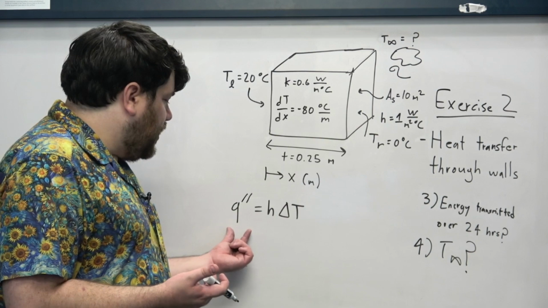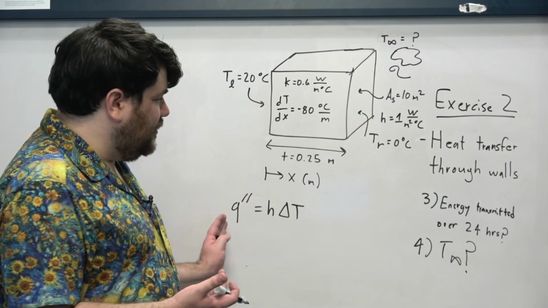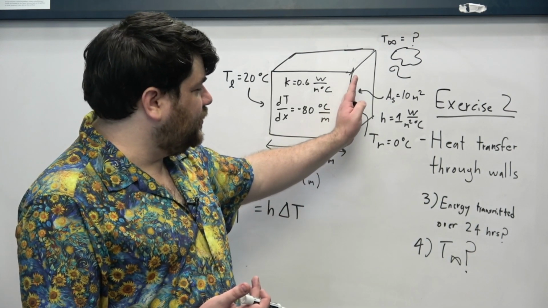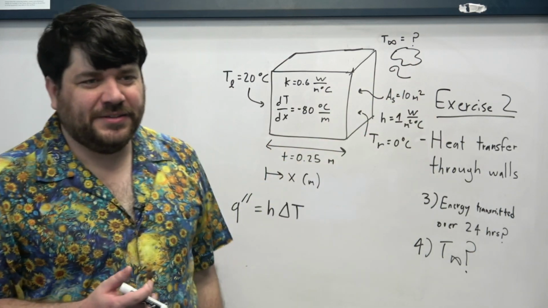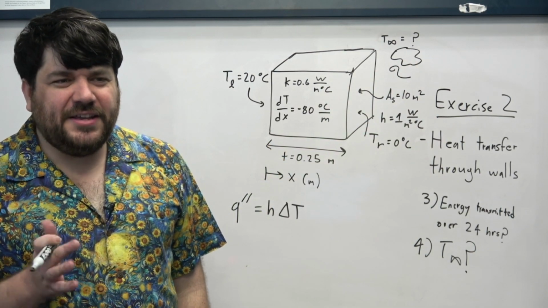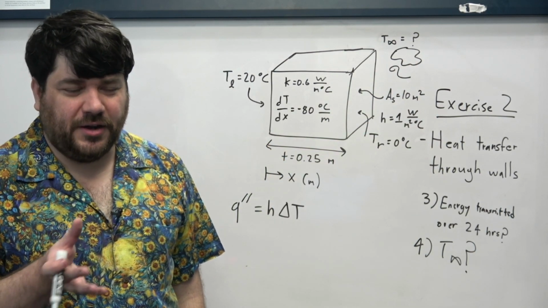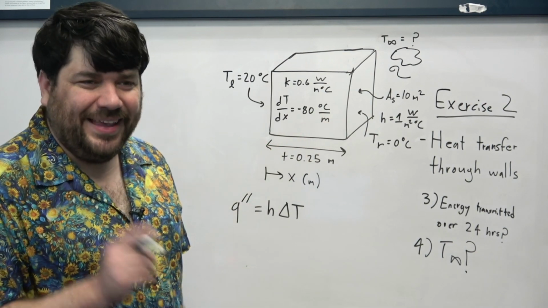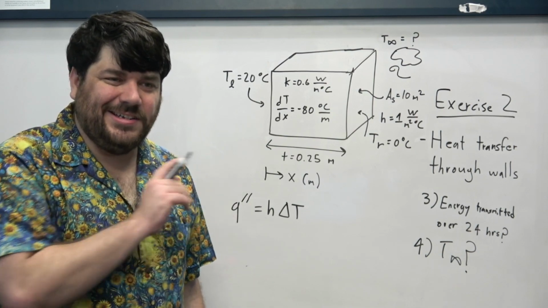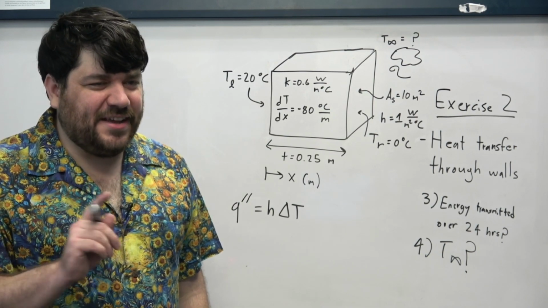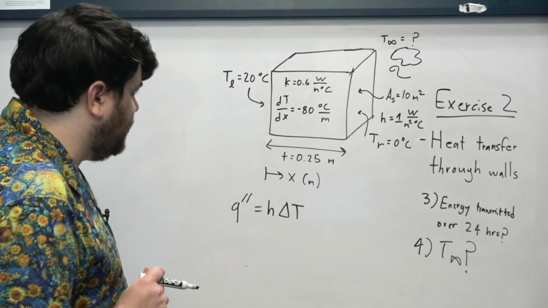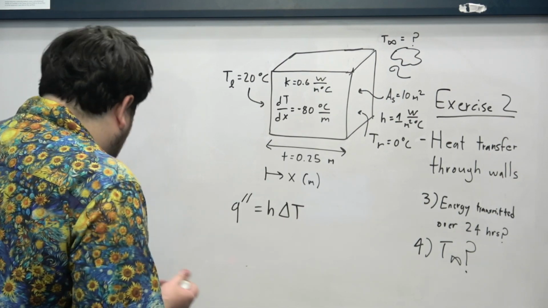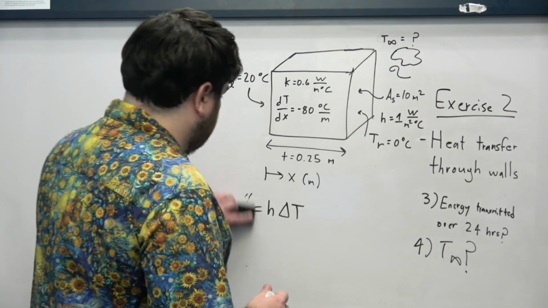Is the Q double prime that's associated with the convective heat transfer that occurs between the wall and the environment, is that heat flux the same as the heat flux that we found inside of the wall via conduction? And the answer is yes, but it requires a little bit of subtlety to figure it out. So how do we do it?